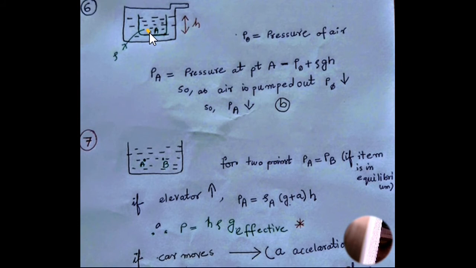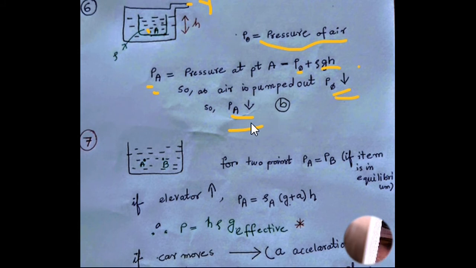Now the pressure at this point A is what? Rho G H, this height H, plus P theta. This P theta is the pressure of air inside this vessel. So if air is continuously pumped out, P theta will decrease, isn't it? So PA, what will happen? It will also decrease. So PA decreases. So the correct option is option B.